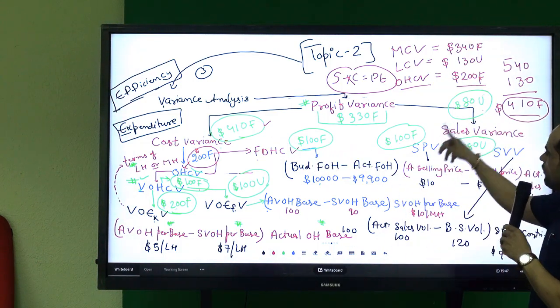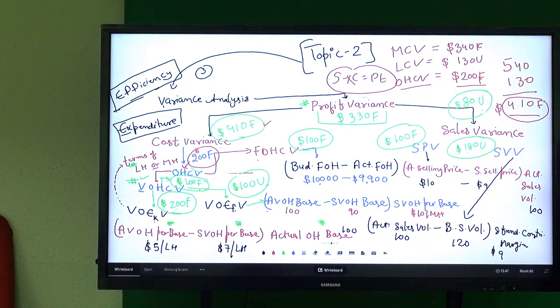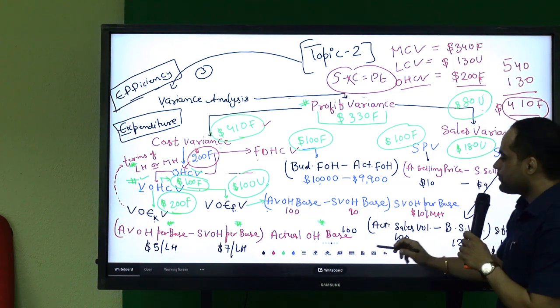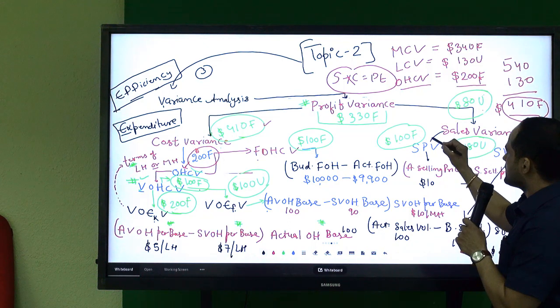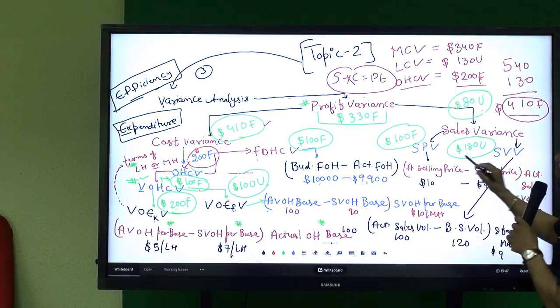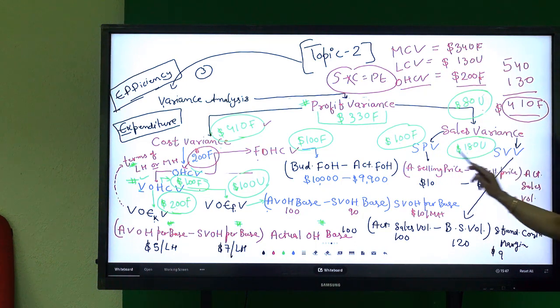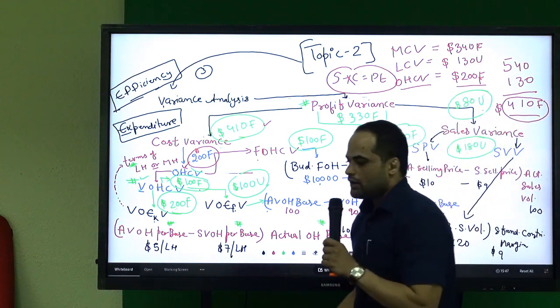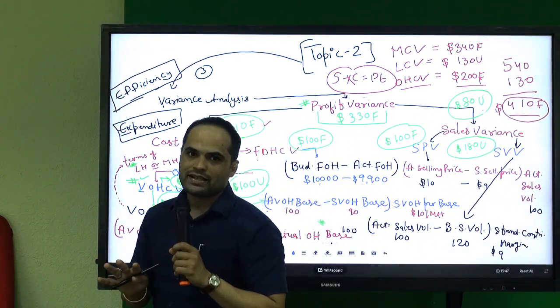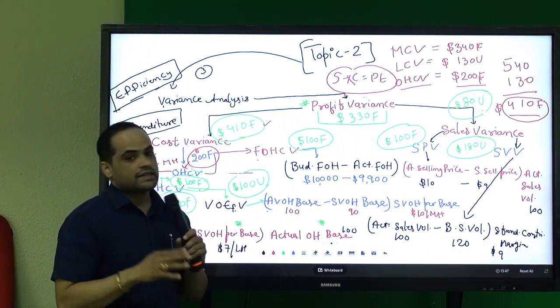Right. So now we move on to the sales variance. All right. So sales variance is a combination of two variances: selling price variance and sales volume variance. Right? So let's start with the selling price variance. It means the difference between the actual price and the standard selling price.